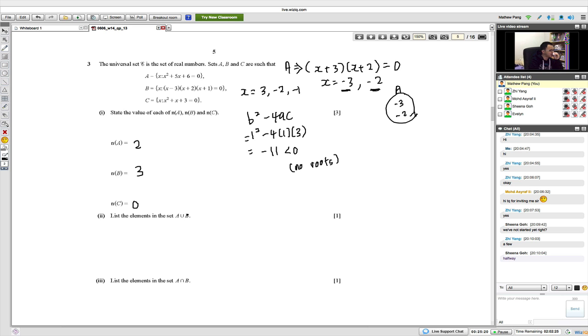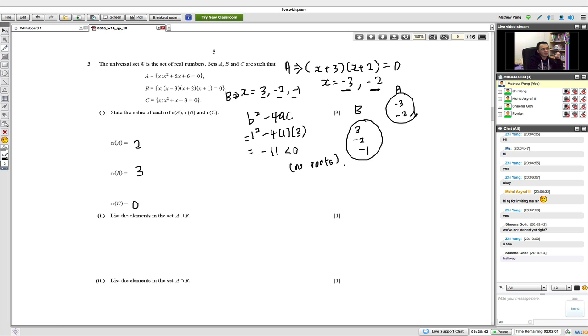Okay, then we go to the second part. Second part is union. So A union B. Over here we know B actually, this is B, right? B actually you have 3, -2 and -1. So imagine this is B. You have 3, -2 and -1.